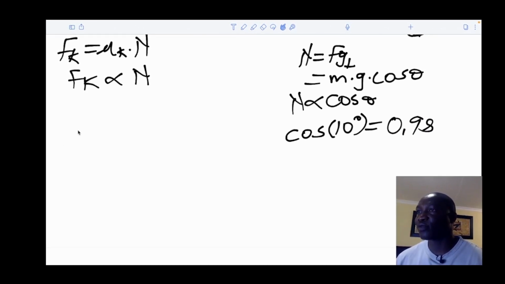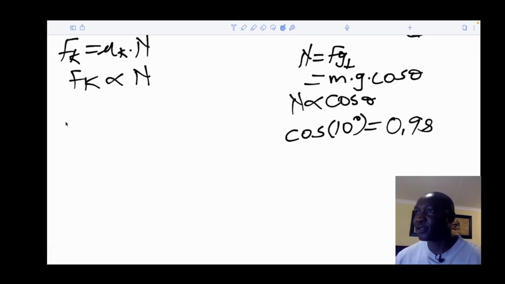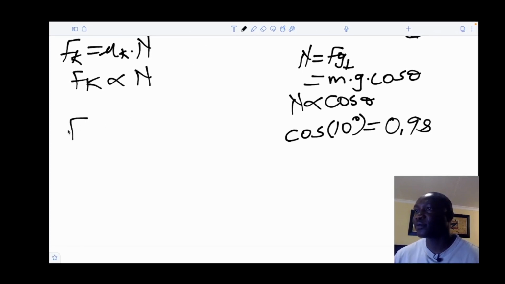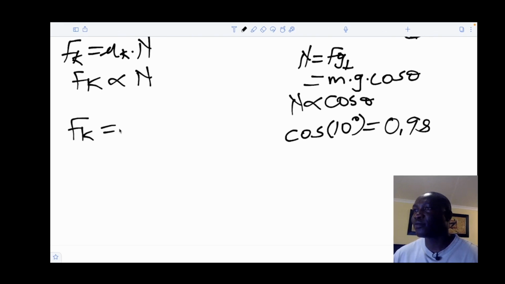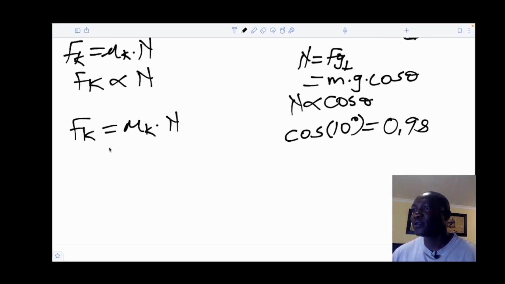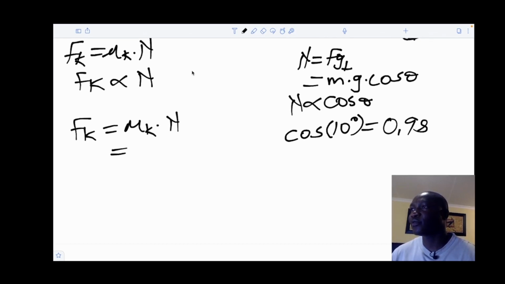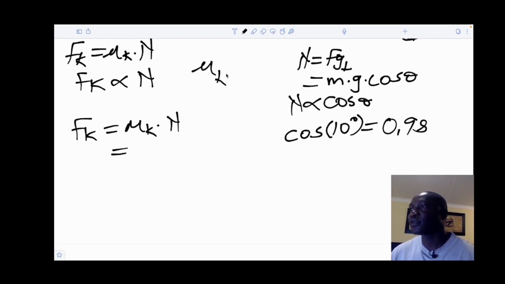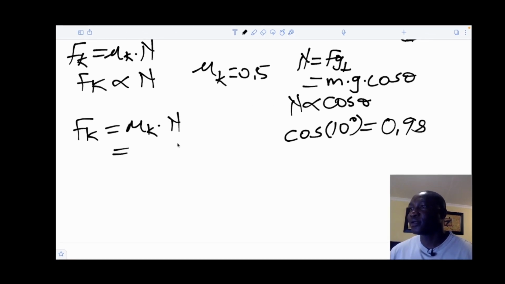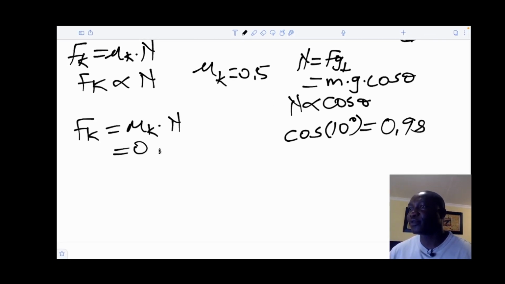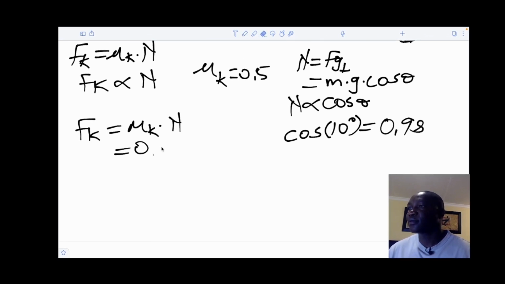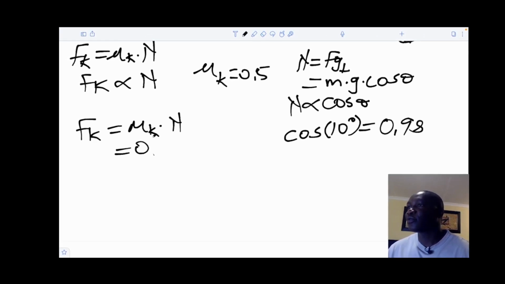If we can just quickly do that calculation here so that we can have a clear picture of what happens in terms of the values. The kinetic friction force is given by the coefficient times normal. Say for argument's sake, the coefficient of kinetic friction in this case was given as 0.5. So we'll put that 0.5 here.